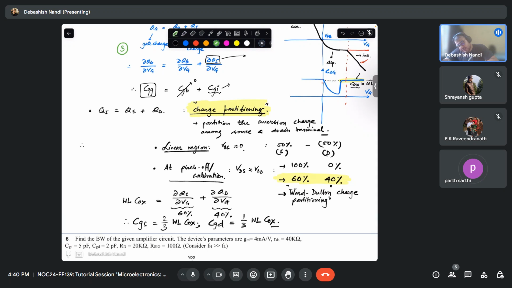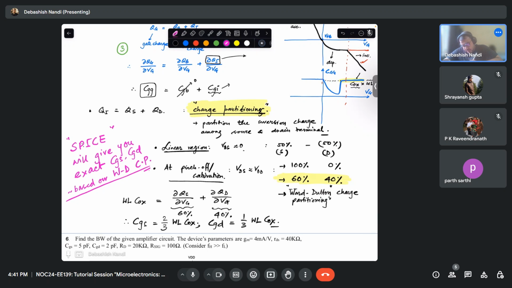But if you plot the things in SPICE, SPICE will give you exact CGS and CGD, and it is based on Ward-Dutton charge partitioning.